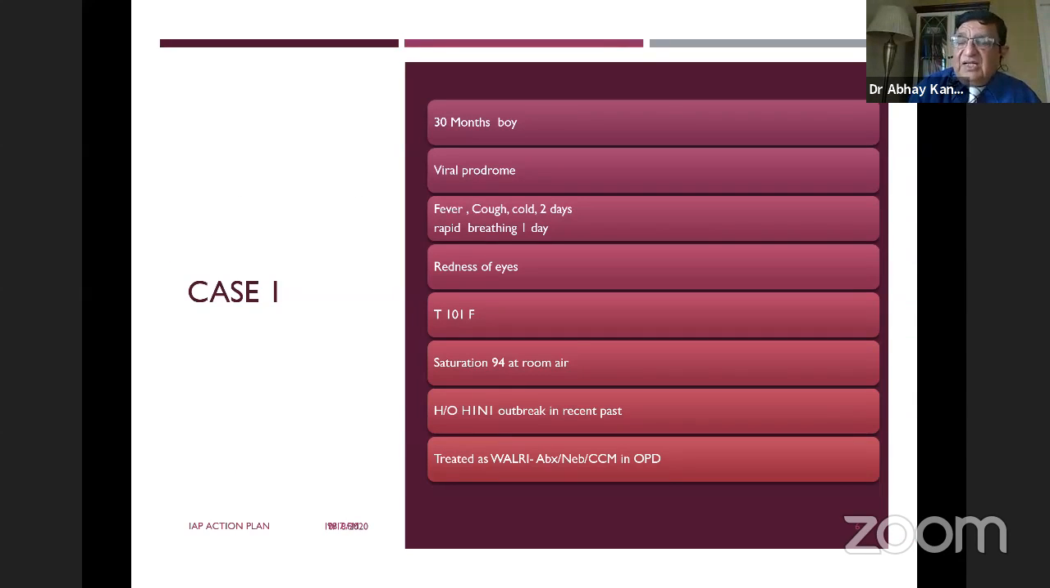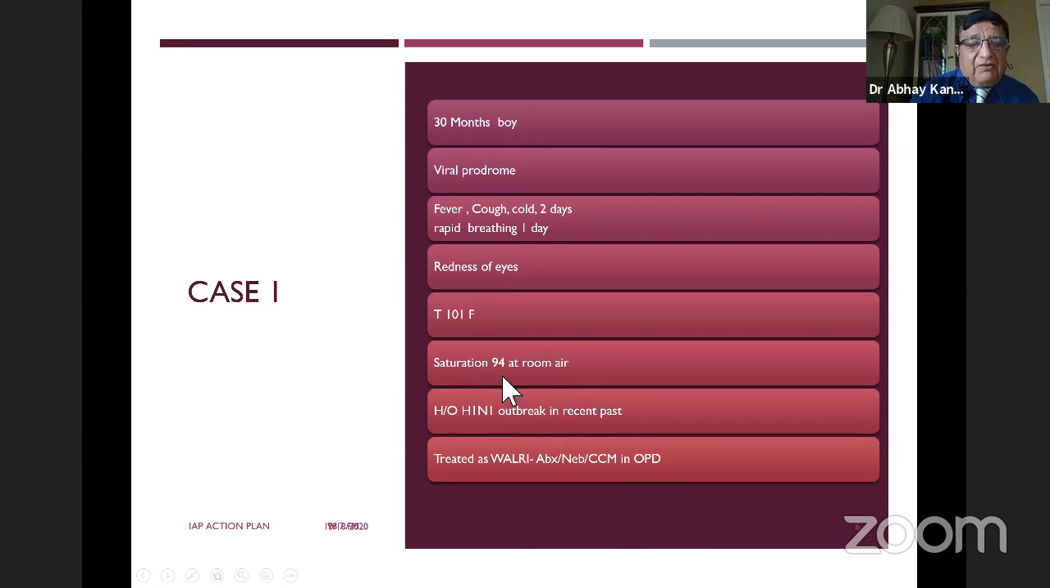So with this basic, let us move quickly to the case. A 30-month-old boy has a typical viral prodrome in the form of fever, cough, and cold for 2 days duration. The child also started to have rapid breathing since last 1 day. There was associated redness of the eye. Temperature was 101 degrees. Saturation was 94 at room air. However, there was a recent outbreak of H1N1 in the community, and he was treated as a case of wheeze-associated lower respiratory infection.